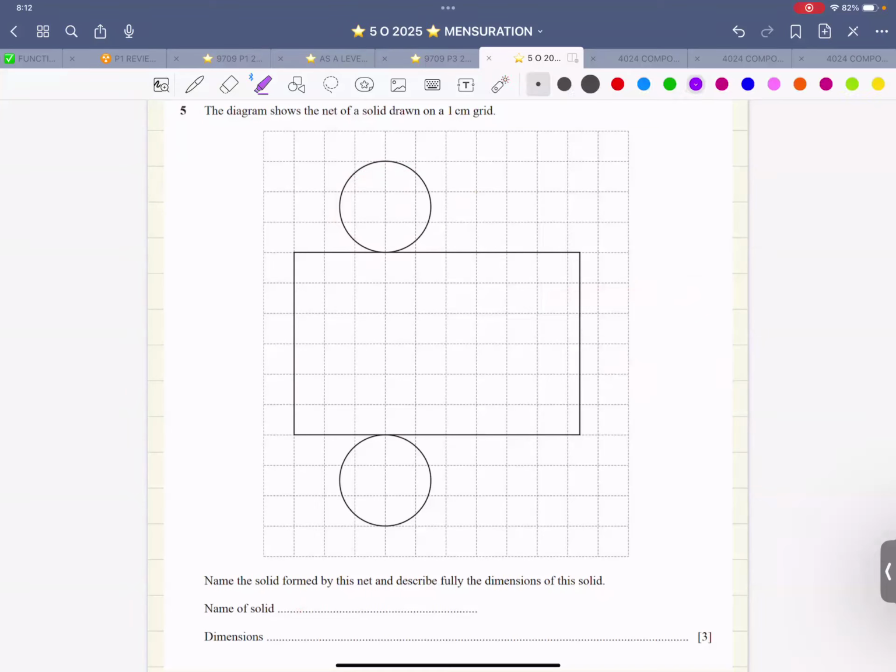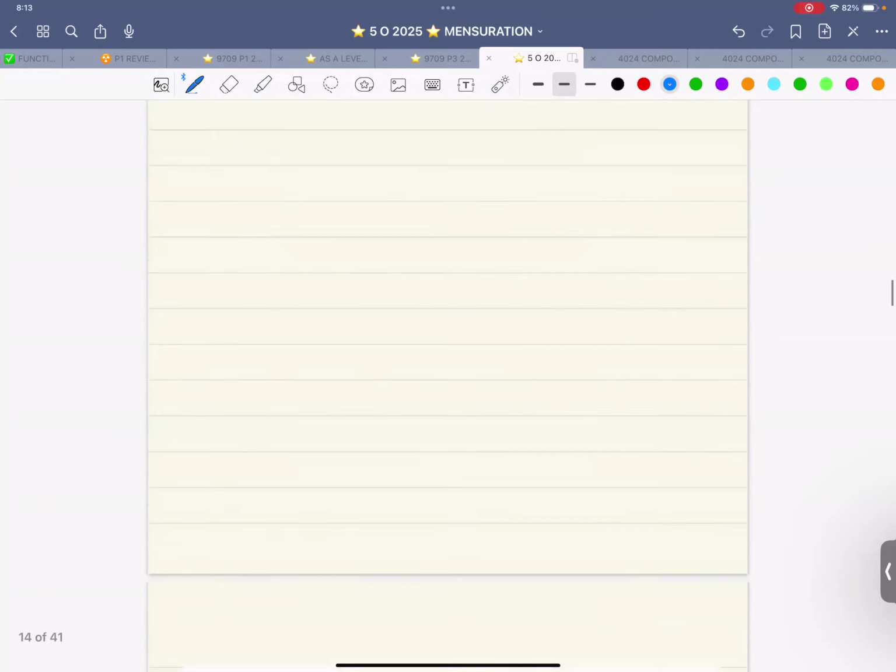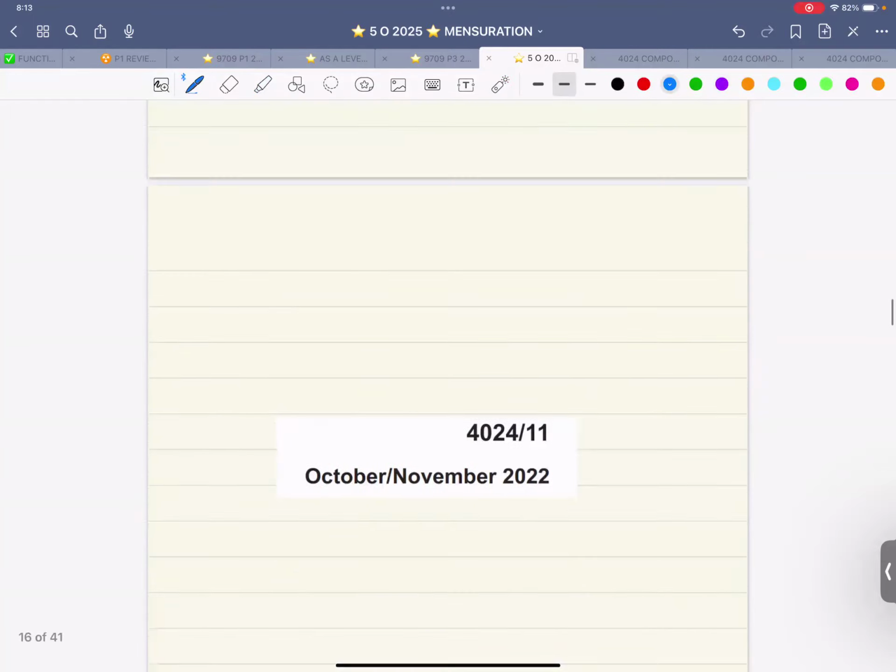What's the dimension? It's on a 1 centimeter grid. So if it's on a 1 centimeter grid, let me just add this thing. The diameter over here, the diameter is how much? That is 3 centimeter. Therefore, radius is how much? 1.5 centimeter. What about the height? That is this thing. That is the height. So the height is this much, that is 1, 2, 3, 4, 5, 6. So the height is 6 units, and that is the dimension. Let's double check. I think I don't have the answer over here. It is somewhere else.